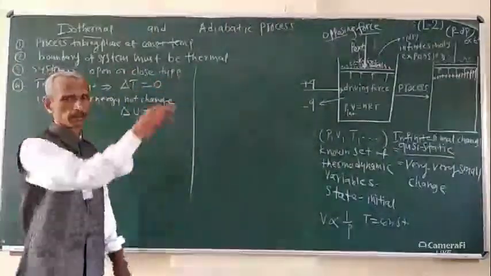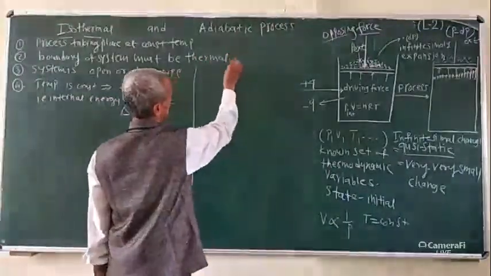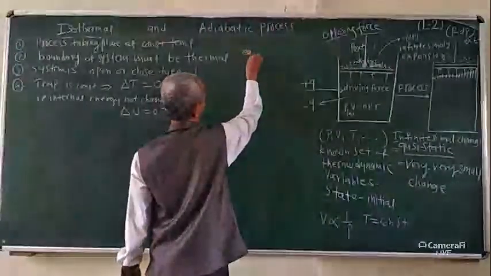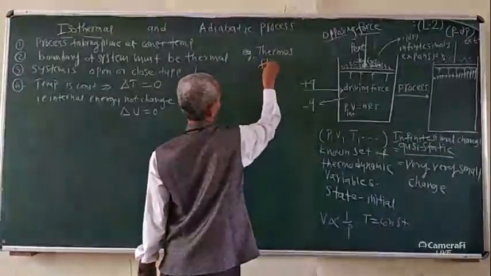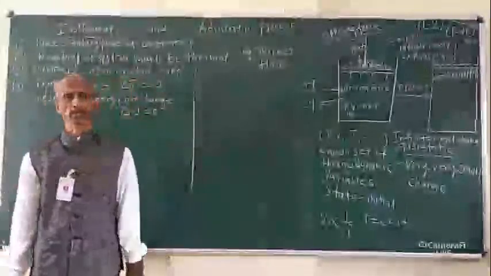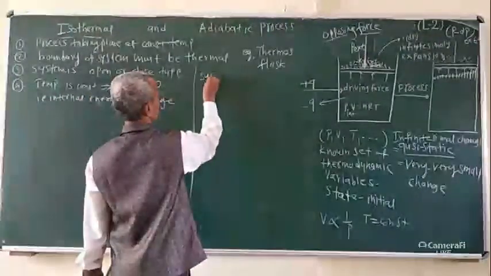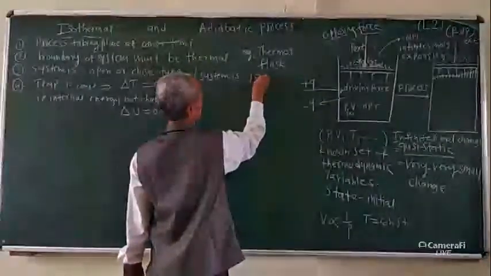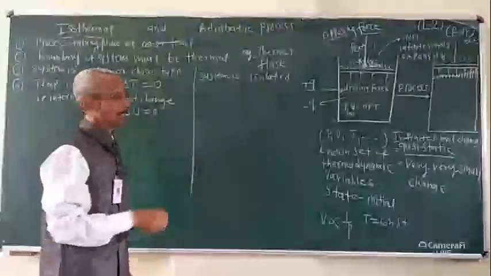This system may be open or closed, and it may be flexible. Now what about the adiabatic process? Adiabatic. In this case, the famous example is the thermos flask. The process takes place in a thermos flask, that is, the system is isolated. That means heat neither enters nor leaves.